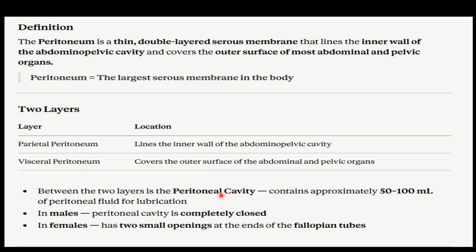Now it is different for males and females. In males, the peritoneal cavity is completely closed, but in females it has two openings at the end of the fallopian tubes. So this is the definition, the layers and the important points related to the peritoneum.